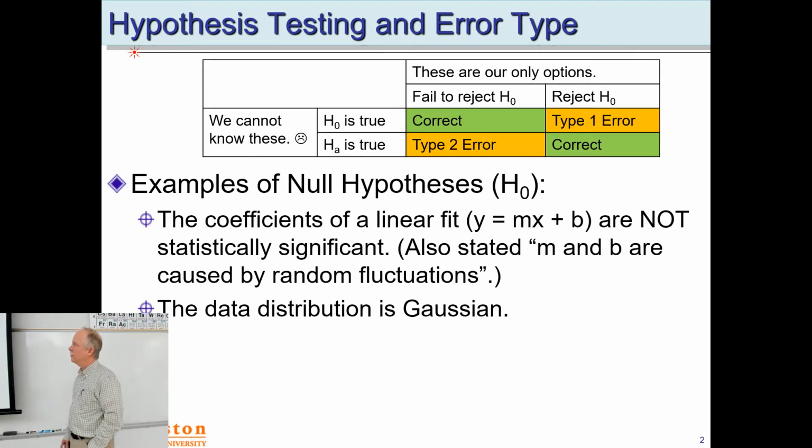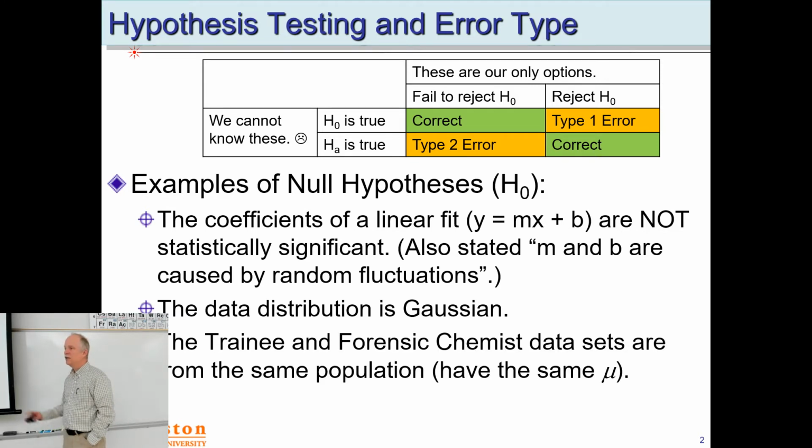Another null hypothesis: the data distribution is Gaussian. Gaussian is another term we use for random. So we would say the data is randomly distributed. It has a Gaussian shape to it. It's a normal distribution. So that might be a null hypothesis, and we'll see that tested in some of our analyses. Here's for today's examples.